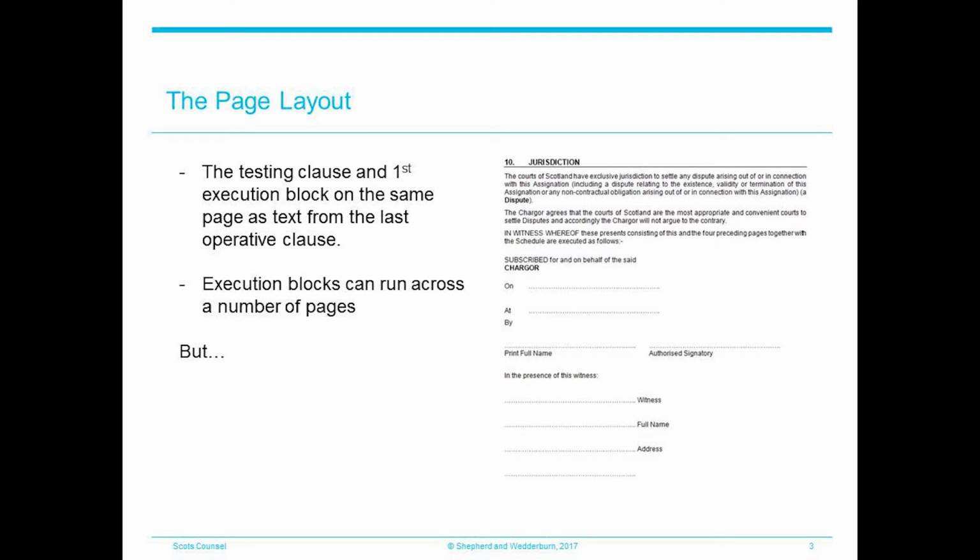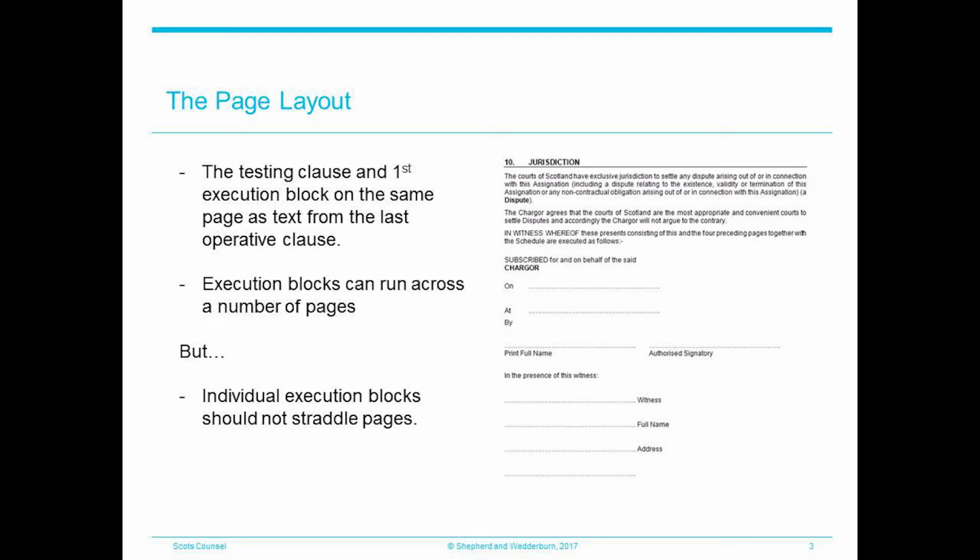But it's worth bearing in mind that the whole execution block needs to sit on the same page as the last line of clause 10 in this example. So if you've got two signatories signing on behalf of a company, both signatories need to sign on the same page. Likewise, if a witness is also signing, then the witness needs to sign on the same page as the party whose signature they are witnessing. So an execution block should not straddle multiple pages. It should not start on one page and finish on another.